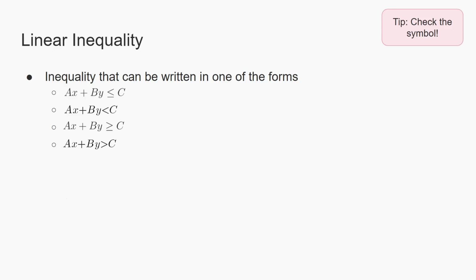A linear inequality is an inequality which involves a linear function. It will contain one of the symbols of inequality. This could be less than or equal to, or greater than or equal to. It can be written in one of these forms where a, b, and c are constants and x and y are variables. It's going to look like a linear equation, but the only difference is that instead of an equal sign, we have one of these inequality signs here.